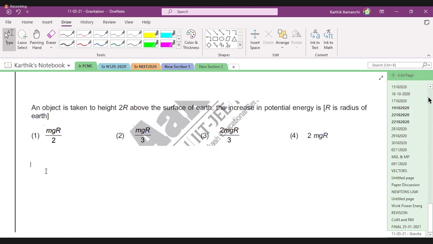So it's the fourth option. Sir, I am getting 2 mgR by 3. I suppose this should be because obviously you get this only, no? How can you get a whole number? What is your potential energy on the surface? Minus GMm by R.